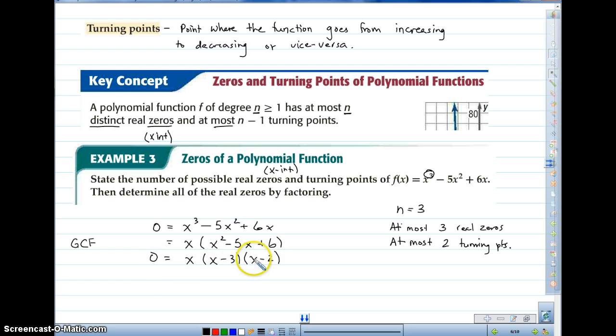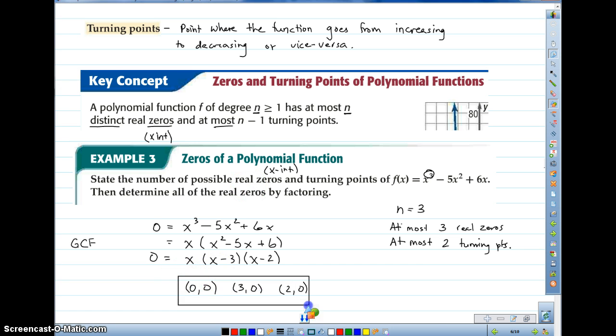So then we can set each factor equal to 0, and we would get that x is 0 at 0. So it has the coordinate 0, 0. X is 0, or sorry, the function is 0 when x is 3. So that would be 3 comma 0. And the function is 0 when x is 2. So 2 comma 0. Those are your 3 zeros for the function. Could there be any more? Well, we know that there are at most 3 real zeros. So we found all of them.